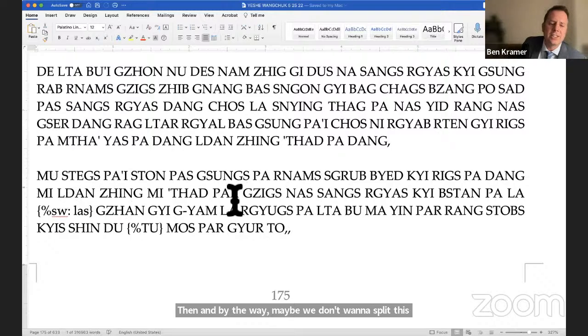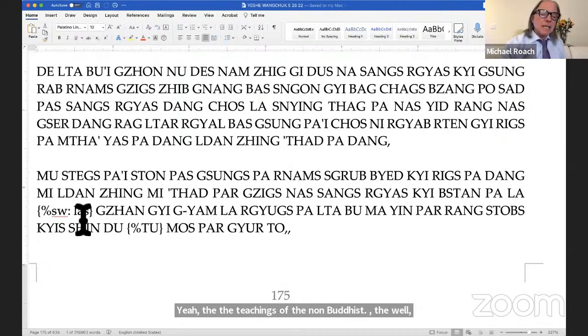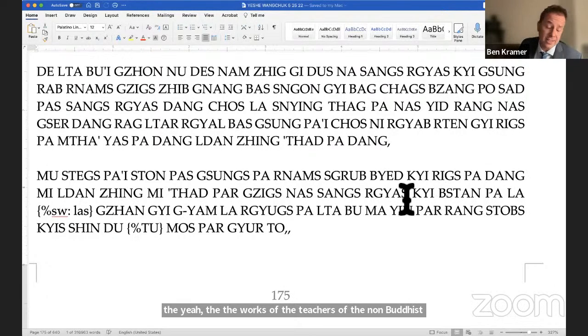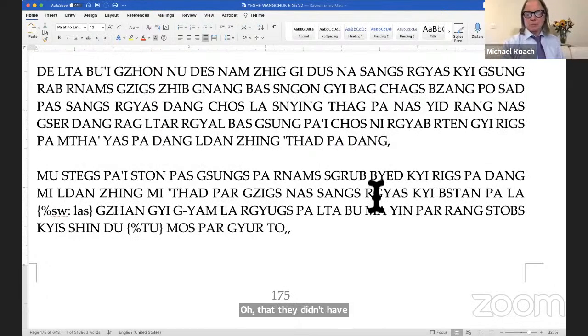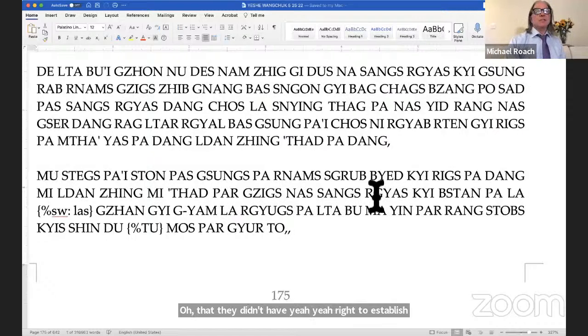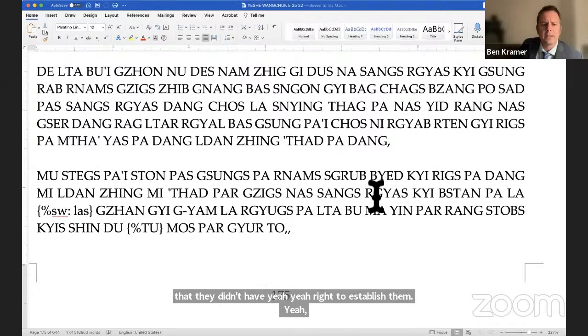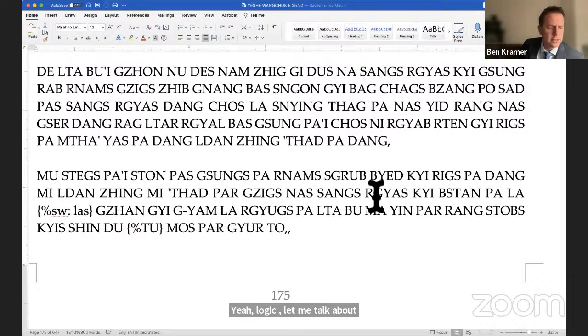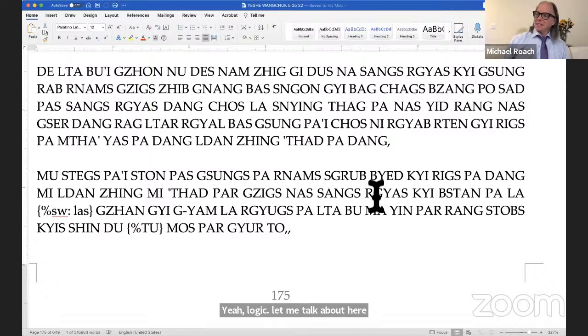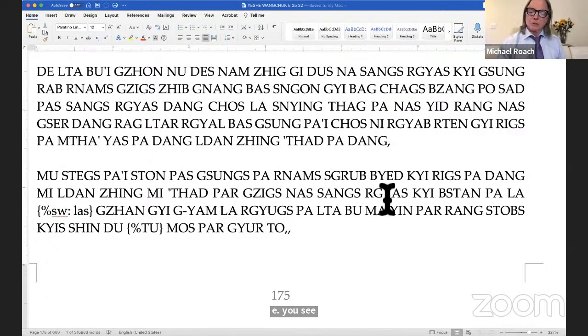the teachings of the non-Buddhists, the works of the teachers of the non-Buddhists. And he saw that they didn't have logic to back them up, to establish them. And it's interesting that he's already sensitive to logic. There's this kid, this teenager saying, but that doesn't make sense. You see, he's already thinking logically. It's kind of cool.